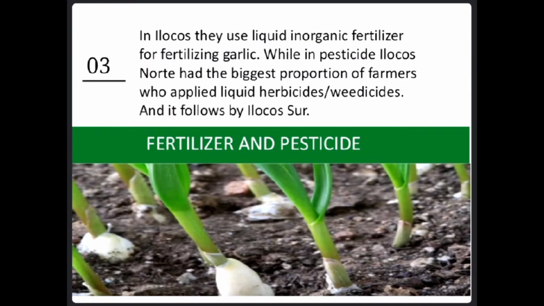Fertilizers and pesticide. What are the fertilizer and pesticide they use? In Ilocos, they use liquid inorganic fertilizer for fertilizing garlic. While in pesticide, Ilocos Norte had the biggest proportion of farmers who applied liquid herbicides, and it is followed by Ilocos Sur.